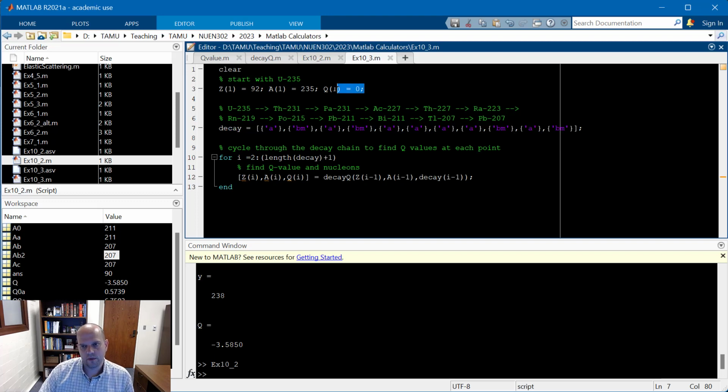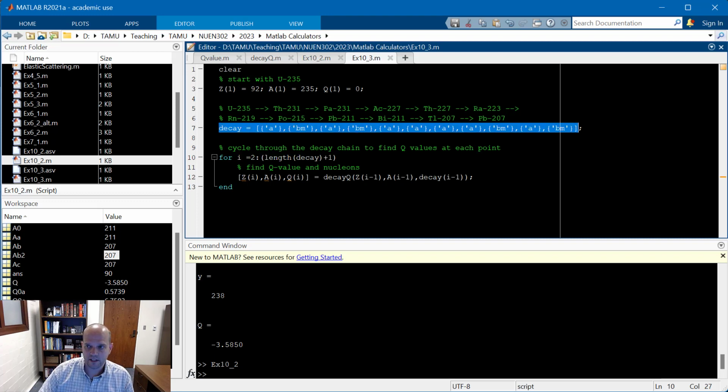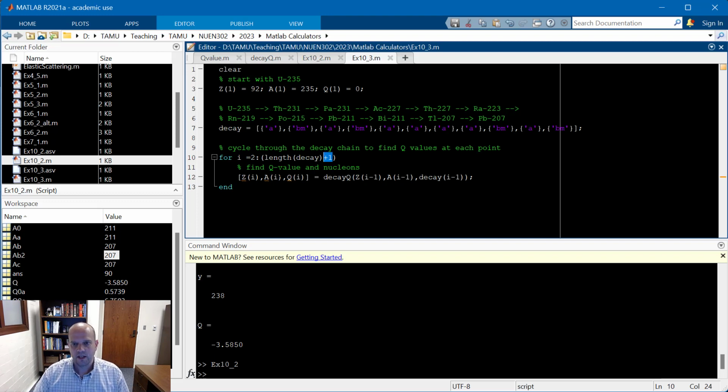And I'm just going to say the Q, my first element in that Q is going to be 0, meaning that I'm not in an excited state, I'm just at the ground state. As we step through this, all I need to do is cycle through. In this case, I'm going to start with index number 2, and I'm going to go however long this vector is. This is a vector of string variables, basically. However many elements that is, that's how many decay processes I have. But because I'm starting at 2, I need to increase this by 1 as well to get to the final result.